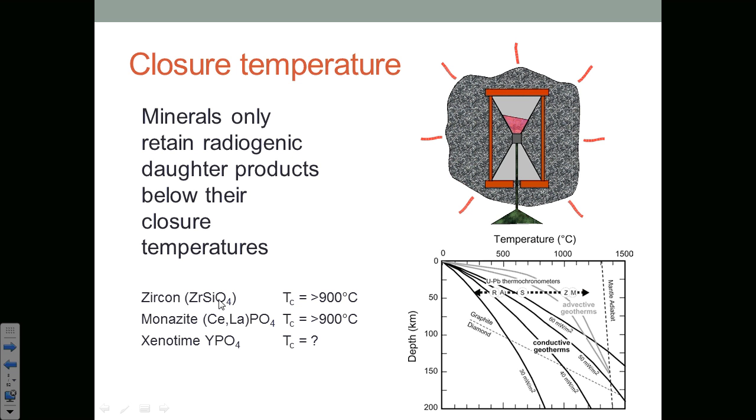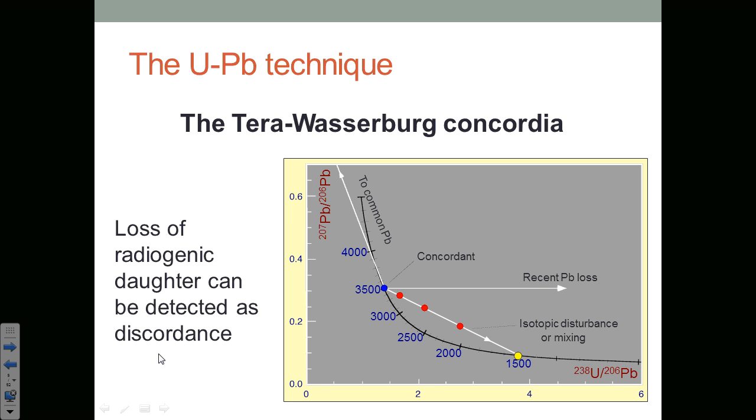So for these two minerals, monazite and xenotime, they're really abundant in metamorphic rocks, particularly in metasedimentary rocks, and they are very radiogenic, more radiogenic than zircon typically, particularly with respect to thorium content. So they're very amenable for geologic dating.